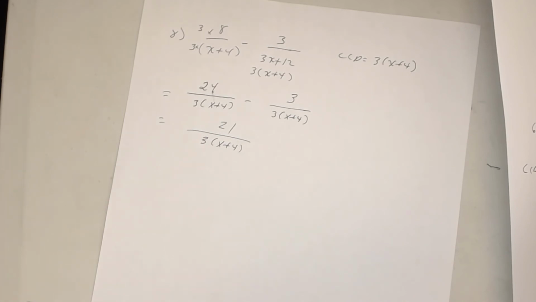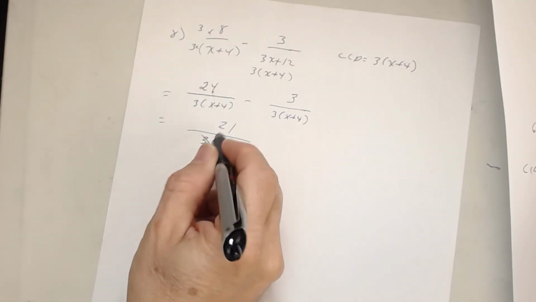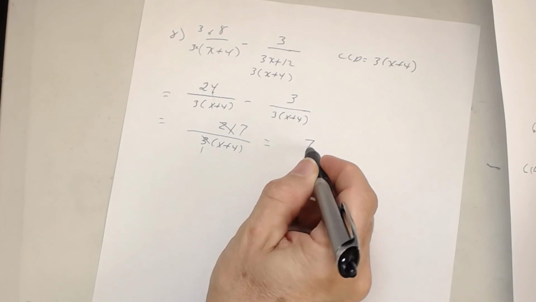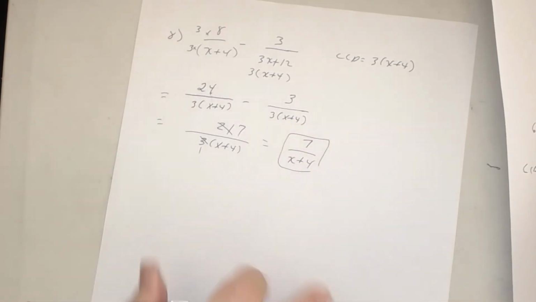Next step is to factor if you can. Can I factor anything? No. Can I reduce? Yes, because of 3 and 21. So this is 1. This is 7. So what's the answer? 7 divided by x plus 4. That's the answer.